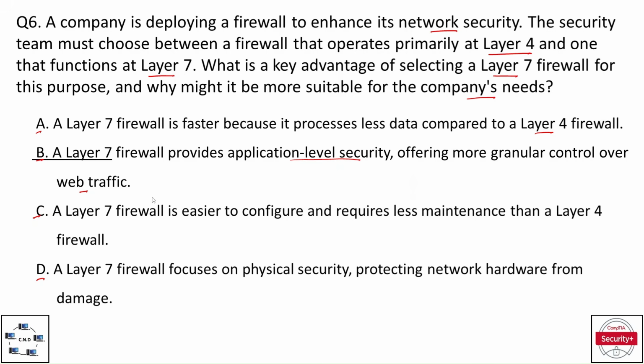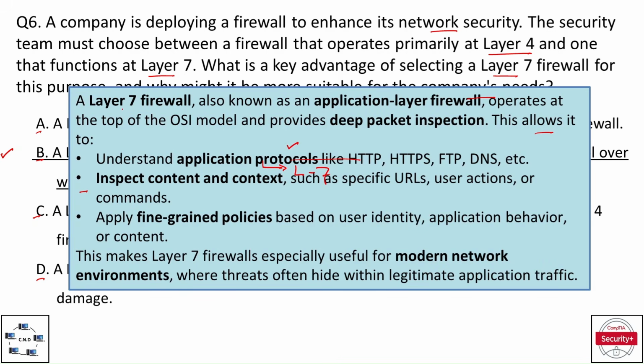And the correct option is option B. So a layer 7 firewall provides application level security. Remember, application resides at layer 7, offering more granular control over the web traffic. And the explanation is that a layer 7 firewall, also known as an application layer firewall, operates at the top of the OSI model and provides deep packet inspection. This allows it to understand application protocols like HTTP, HTTPS, FTP, and DNS, etc.